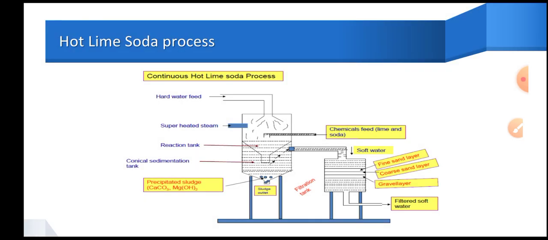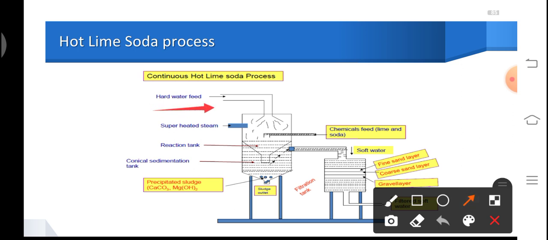Now let us see how the hot lime soda process works. In the hot lime soda process, again we have a reaction mixture chamber. It has an inlet from the top, as you can see. This is a hot water feed, so through this the water enters the chamber. There is an inlet for superheated steam, so that the temperature rises up to 100 degrees Celsius. There is also an inlet for the chemicals. The chemicals we use here are only lime and soda. Coagulants are not needed in the hot lime soda process.